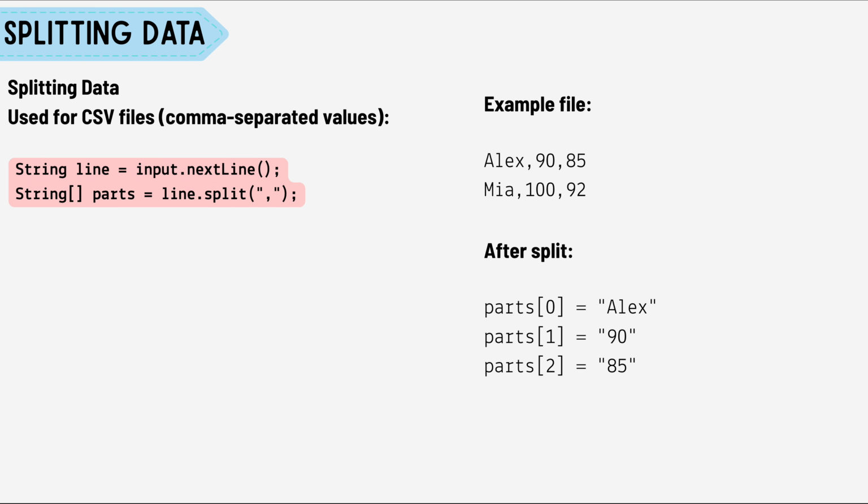Splitting the data. When we're reading a file, things in a file are usually split using commas. So I would create a String line over here, and it just goes through everything, and then String parts is equal to line.split at commas. So it splits the line at commas, and part 0 would be Alex, then 90, then part 2 would be 85, Mia would be part 3, 4, 5 over here. Like that. If I had a backslash over here, I would just change the comma for a backslash.